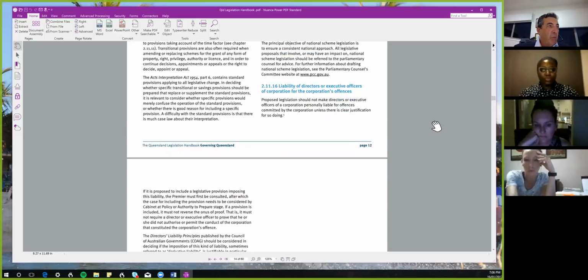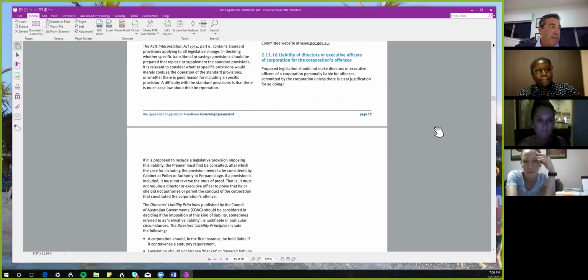So what we see there is that it's possible for directors to be held liable for the offences of the company that they represent. And you'll see policy guidelines that propose legislation should not make them personally liable for offences unless there is clear justification for doing so.